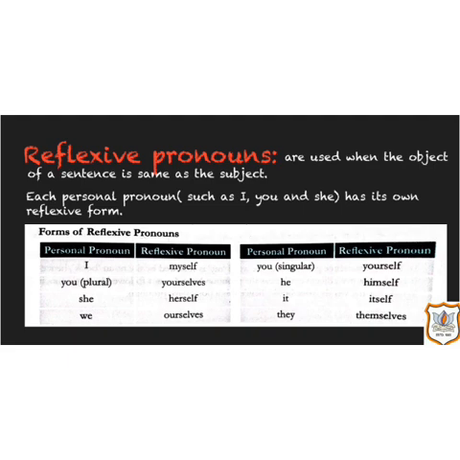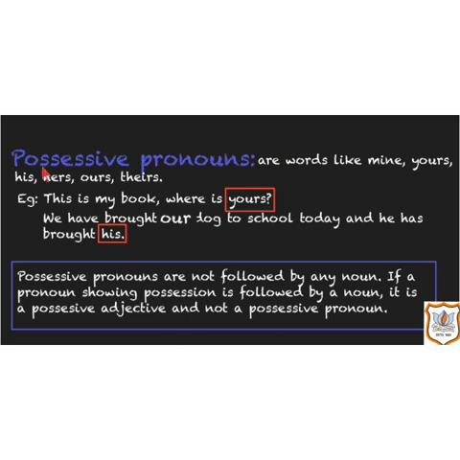Next is possessive pronouns. Possessive pronouns are words like mine, yours, his, hers, ours, theirs. Now, for example, this is my book. Where is yours? So, the person is asking, this is my book, where is yours? So, the word yours is used. Okay? So, this would be a possessive pronoun. We have brought our dog to school today and he has brought his. So, in this, his would be our possessive pronoun.